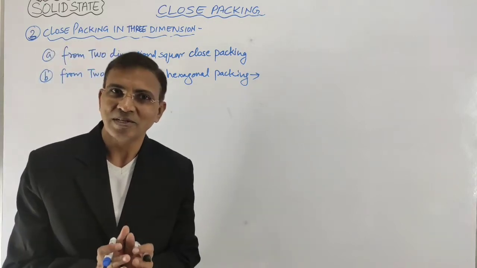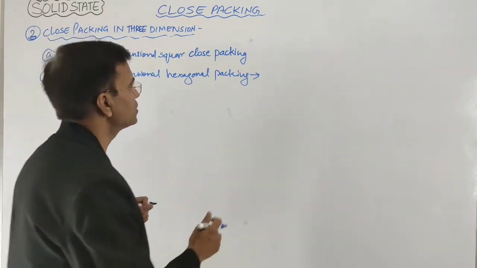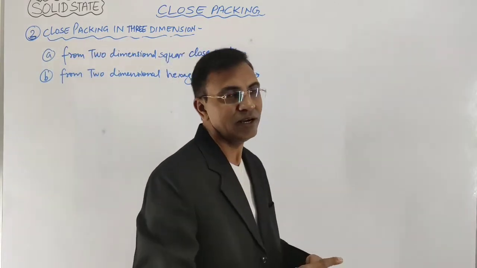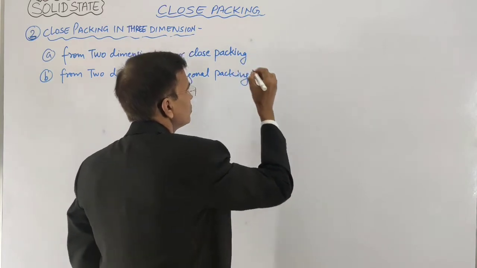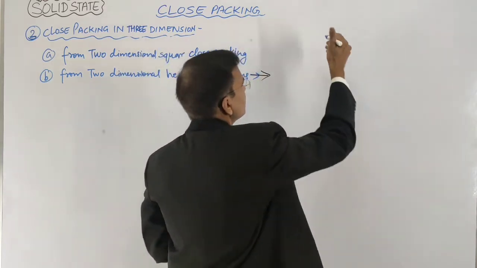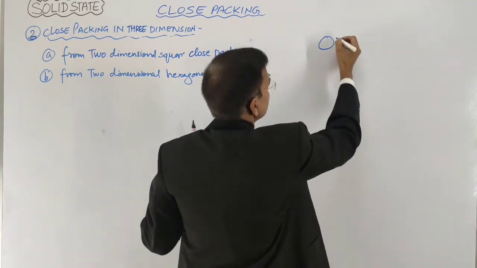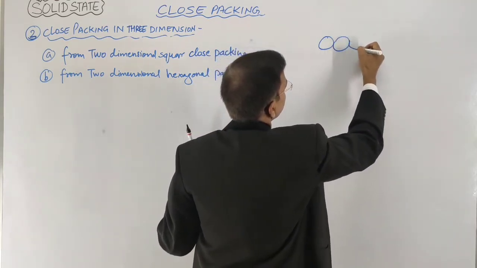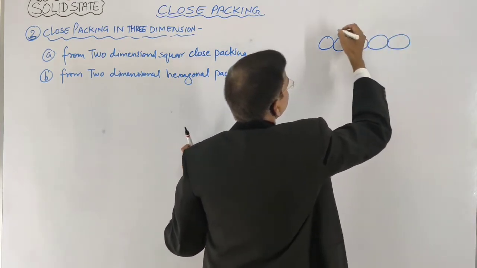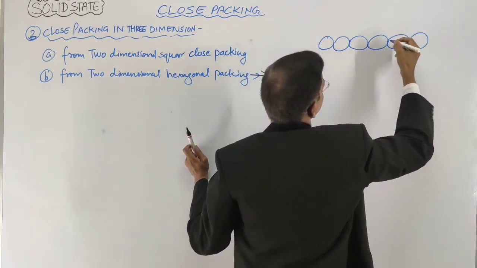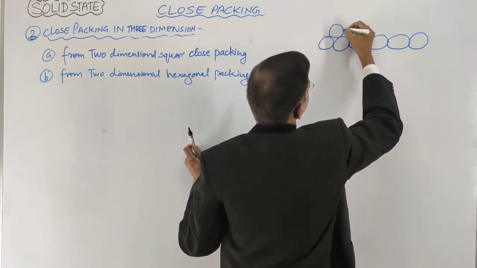Now move to the three-dimensional structure from the two-dimensional hexagonal structure, right? So first I am going to write here the two-dimensional hexagonal structure, the arrangement of atoms, right? So here, that is AB type. So A type. Now it is B type.